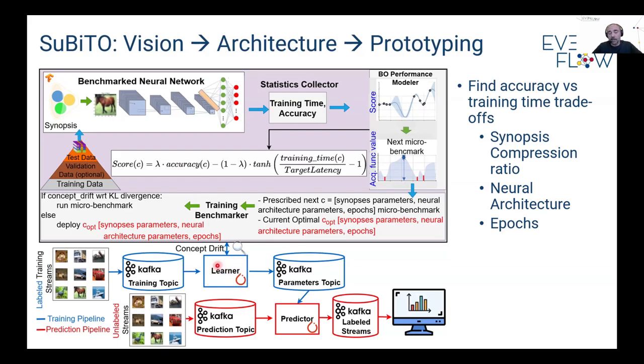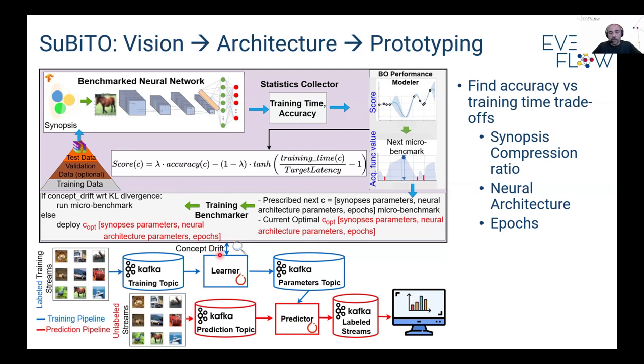It updates the currently maintained neural model and writes its weights into this parameter topic over here. This parameter topic updates predictors in the prediction pipelines so that they can ingest unlabeled streams of data and provide predictions in the output as labeled streams. So we have a neural model that gets updated continuously and continuously gets deployed in the prediction pipeline for having fresh predictions on the unlabeled streams.